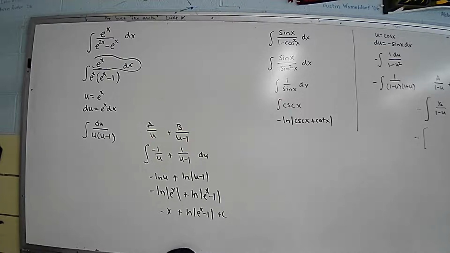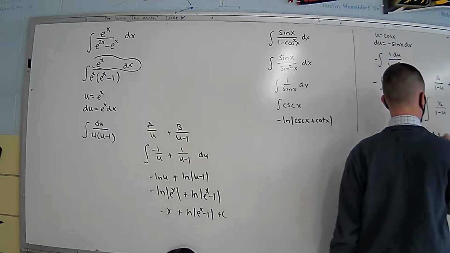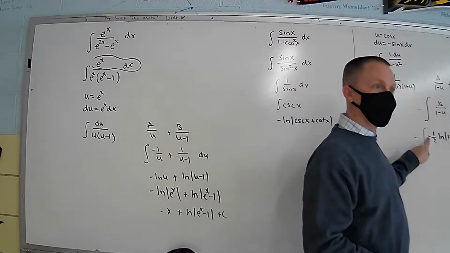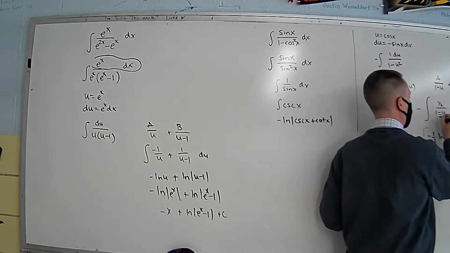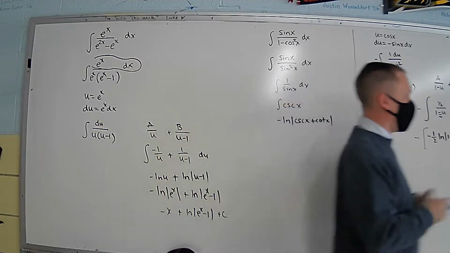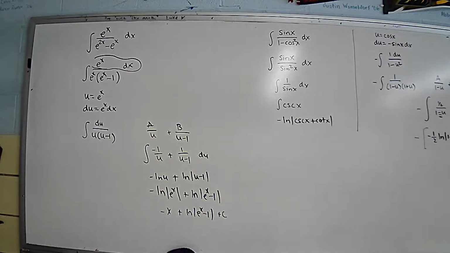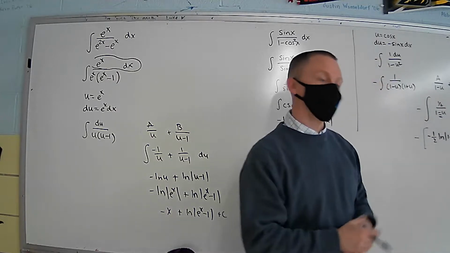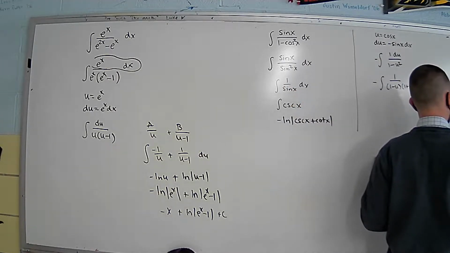What is it, Samuel? 1/2 natural log of 1 minus u. I think it's negative 1/2 natural log of 1 minus u. Why is that negative, Rick? Because of this right here. If off to the side you just did an integral 1 over 1 minus x, and you did that as a u substitution, u is 1 minus x, du is negative dx. What's the antiderivative here? That's just straight 1/2 natural log of 1 plus u.